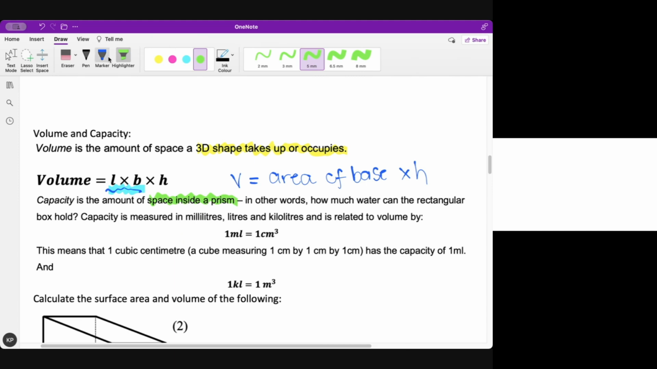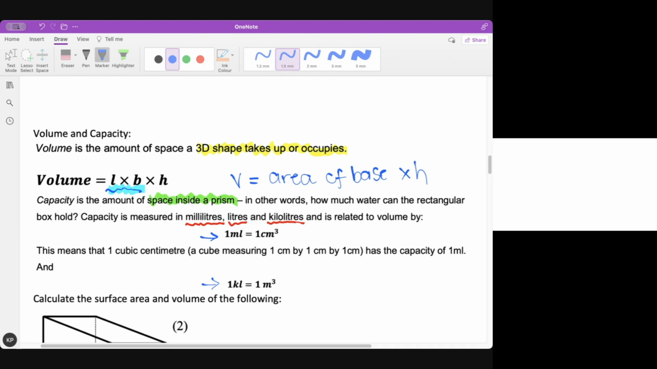All right. Now, this is one thing that makes you guys lose so many marks because we forget. Capacity has to be either in milliliters, liters, or kiloliters. Do not leave it as centimeters cubed. And certainly don't leave it as meters cubed. You always have to convert to one of these. Usually the question will tell you which one, so you don't have to worry about that. And these two are what you call conversion factors.